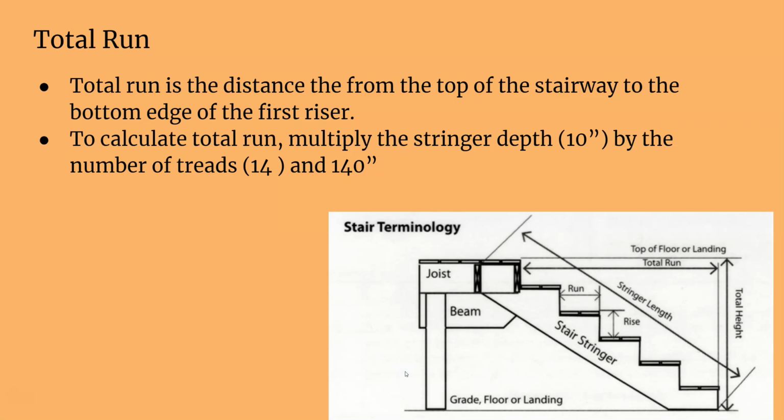All right, and then the total run, how far this is going to be from the edge of whatever you're butting up to: all you have to do is add up your run, your treads. So it's like 10, 20, 30, 40, 50, and that's how long it would be. All right, so this is the basics of laying out your stairs.